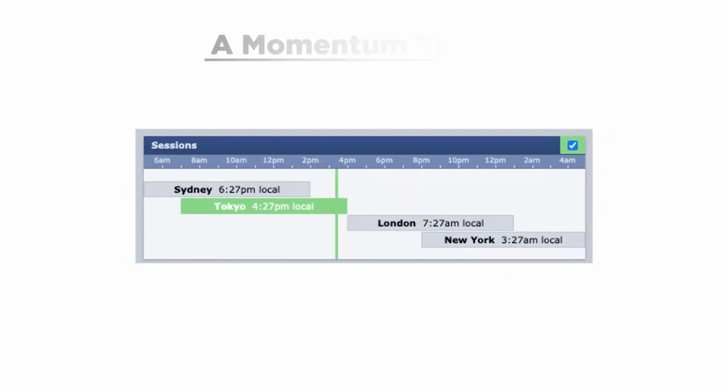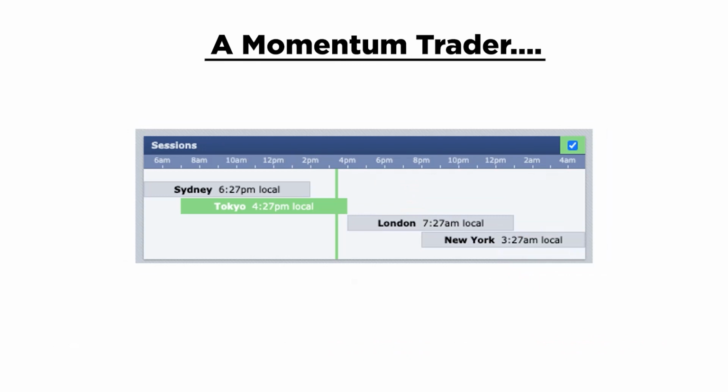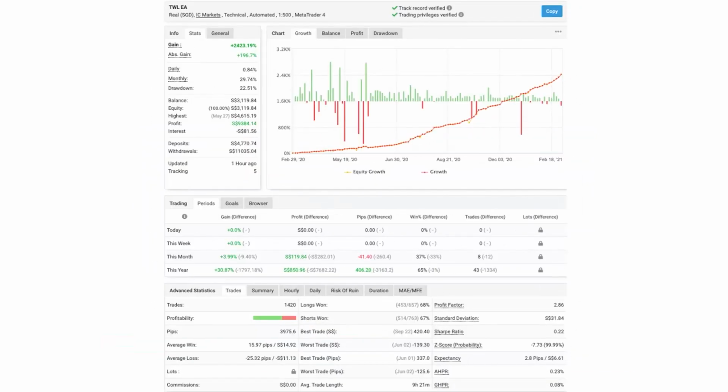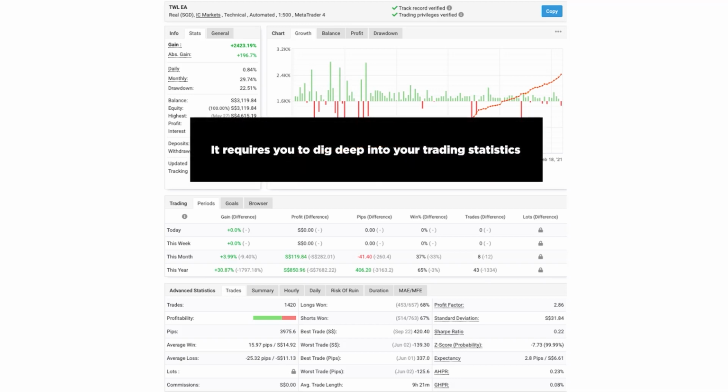Or perhaps a momentum trader finds that only the most active trading session is the most profitable for him. He figures that only the first 1 or 2 hours is profitable for him during the London US trading session crossover. So he incorporates a time stop of 2 hours into his trading strategy. Can you now see why this is an advanced trading tactic? It requires you to dig deep into your trading statistics.